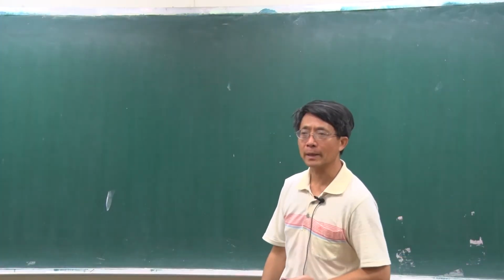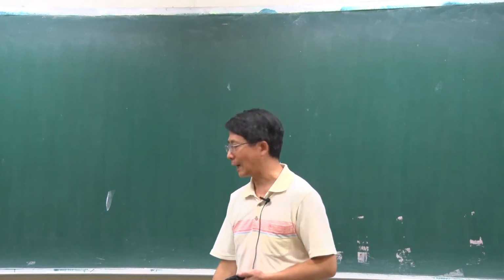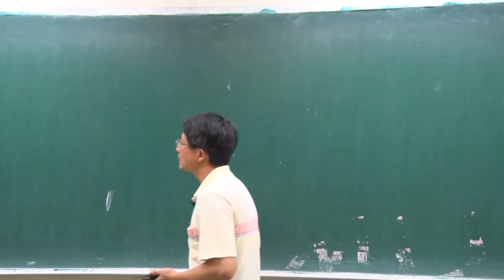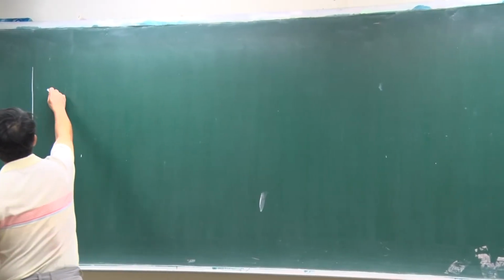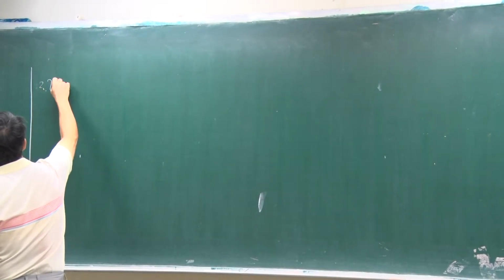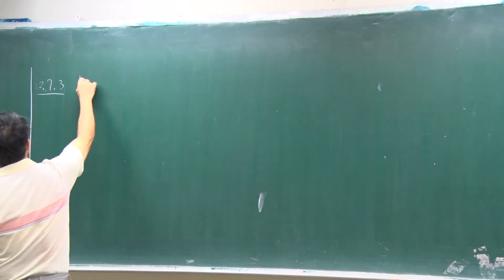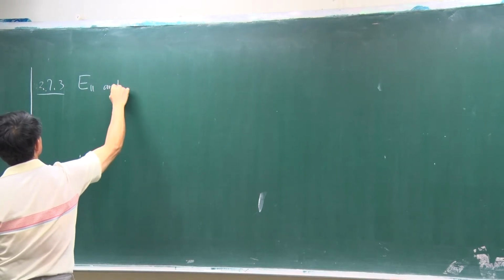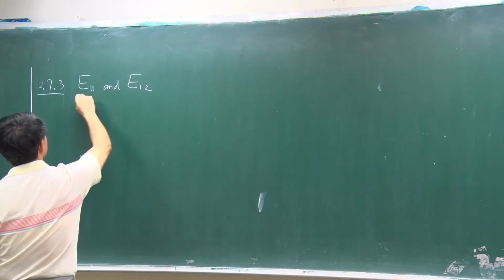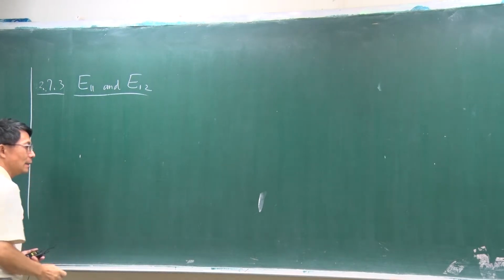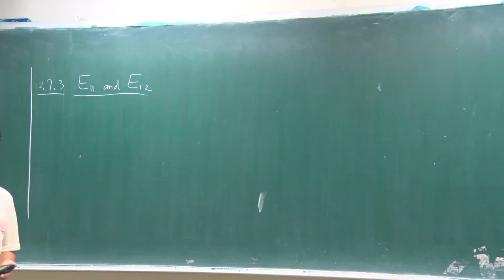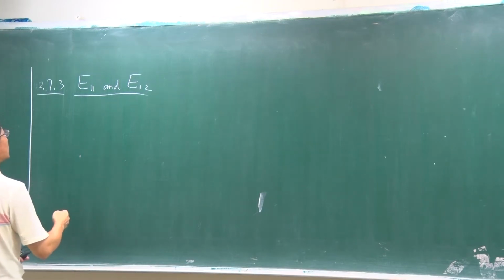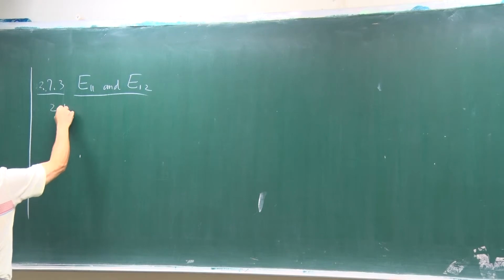Okay, the next topic is the component of the Lagrangian strain. As a matrix, Lagrangian strain has many components. Let us talk about it in the two-dimensional case.